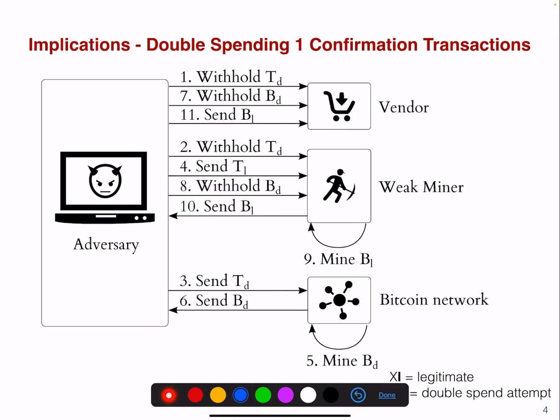Now, how can we extend this to a double spend of a one confirmation transaction? It's a bit more elaborate, but let's go through it step by step very carefully.